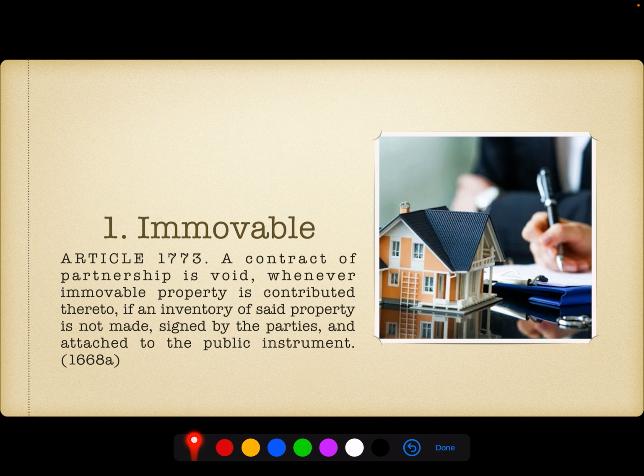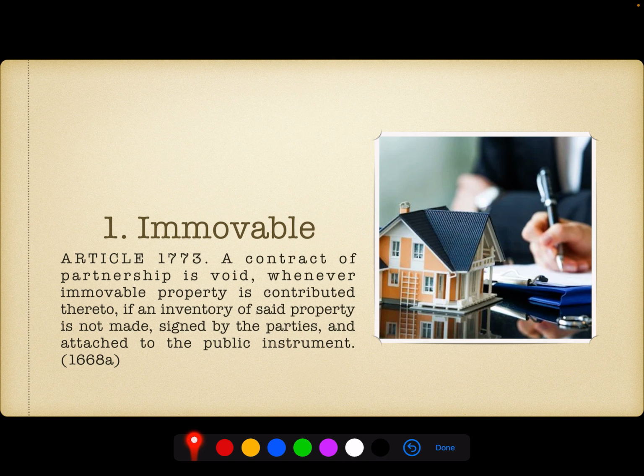So, since it is void under 1773, if these two requirements are not met, the partnership will not have any juridical personality. Now, the public instrument must be duly recorded with the registry of deeds of the province or city where the property contributed is located in order to affect third persons. Because under our property registration laws, the registration with the registry of deeds is actually constructive notice to the world. So when you say constructive notice, it is not actual notice. It's by operation of law, the entire world is considered notified.